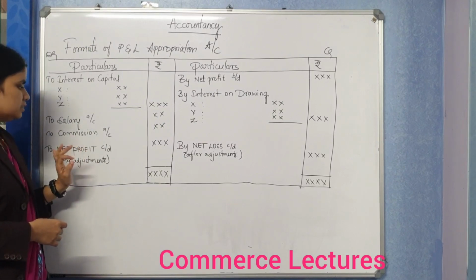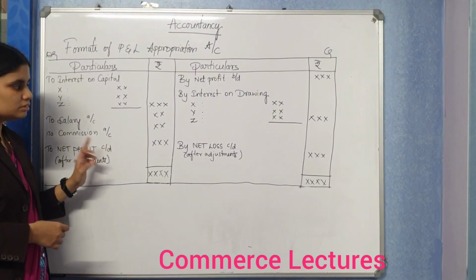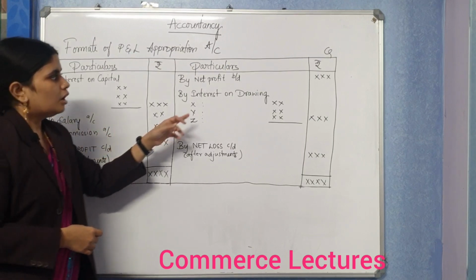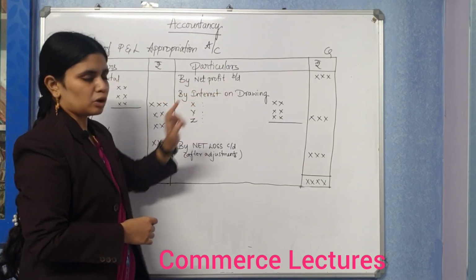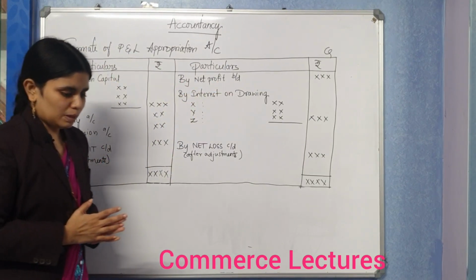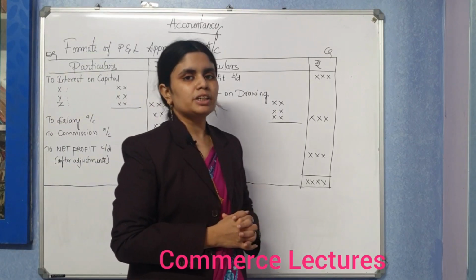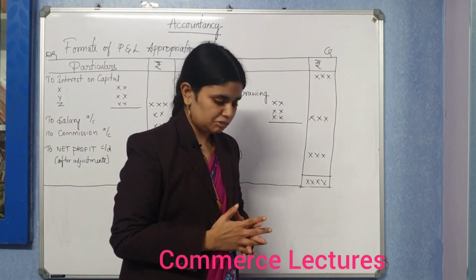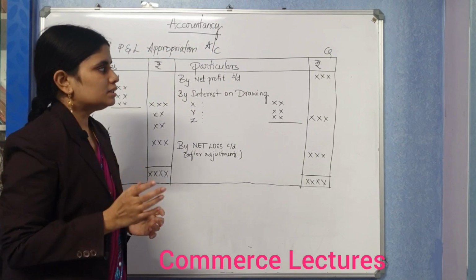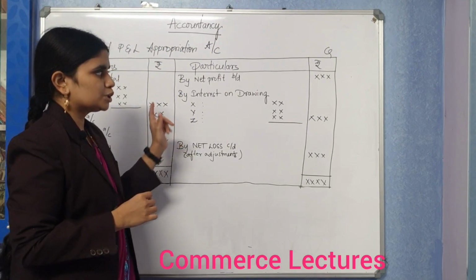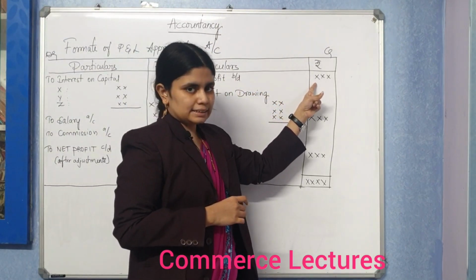Next you will get the net profit carried down; we'll see about this further. Then, by net profit brought down: in the problem they will give you information like the profit during the year, which should be recorded on the credit side.